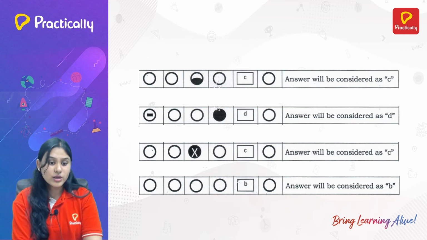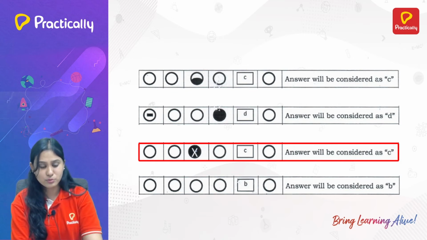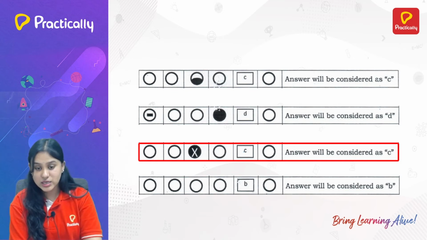Next, so here A, B and D are empty. You have just put a cross mark and bubbled incompletely the option C, but you have written C in the box. This means that your answer will be considered as C.